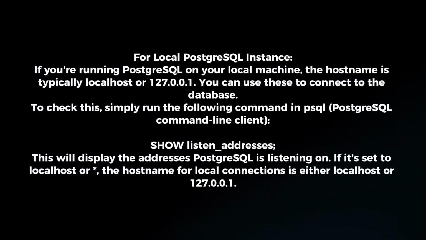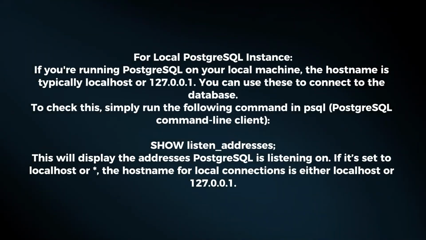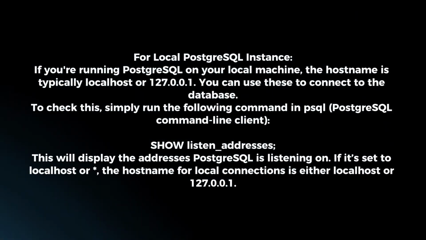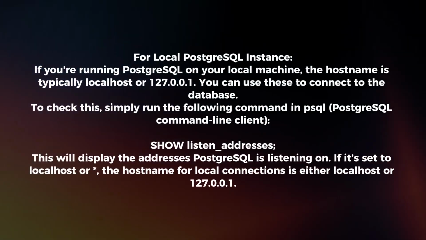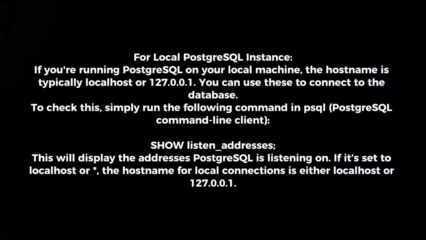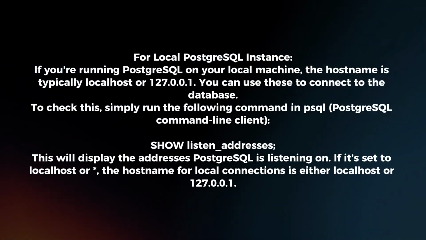To check this, simply run the following command in psql. This will display the addresses PostgreSQL is listening on. If it's set to localhost or *, the hostname for local connections is either localhost or 127.0.0.1.